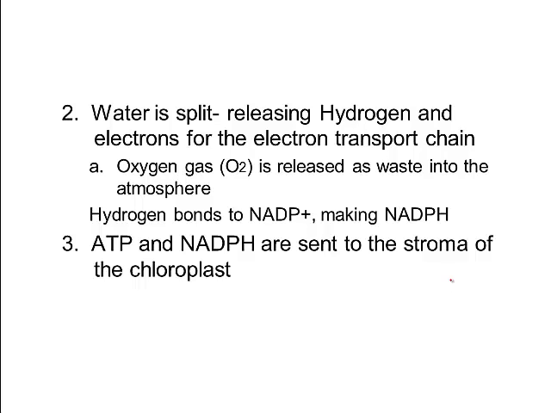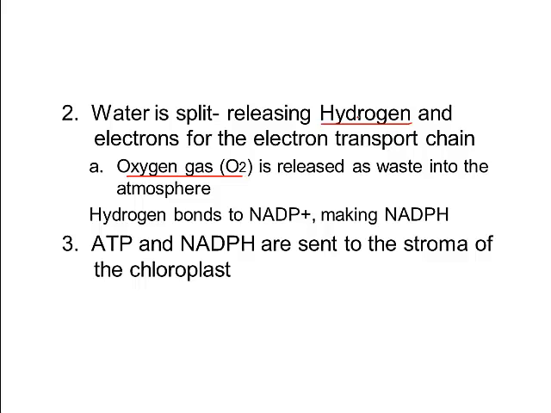Now also during this step, water is split, and that's where the hydrogen ions are coming from and the electrons that are needed for the electron transport chain. Okay, so getting that water to split is an important part into getting the components that we need to carry the energy. Now a waste product of this is the oxygen gas that gets generated from splitting the water. That's going to get released as waste to the atmosphere.